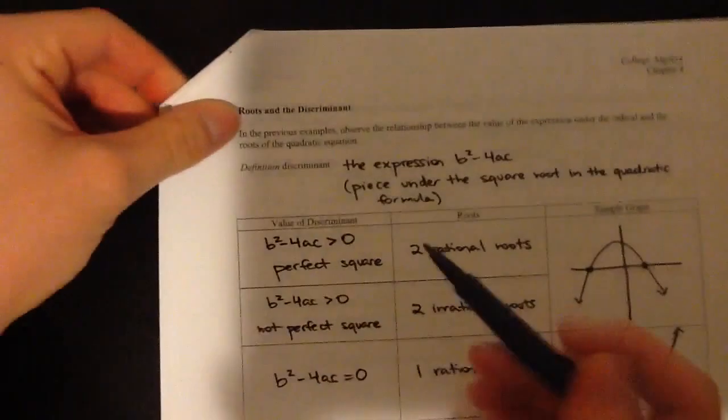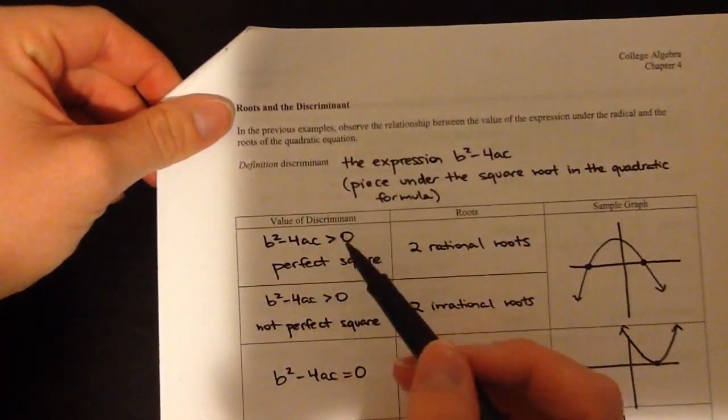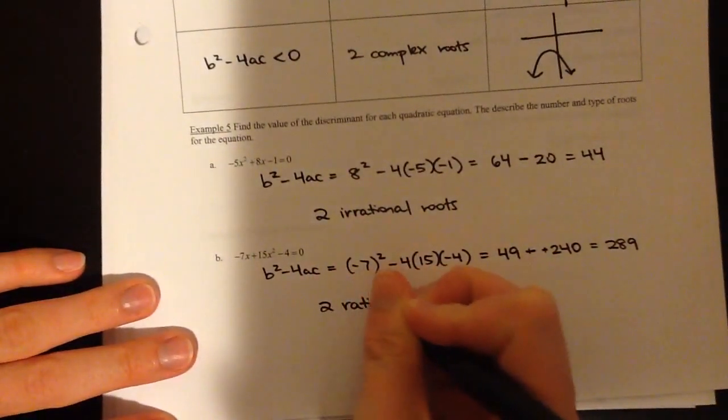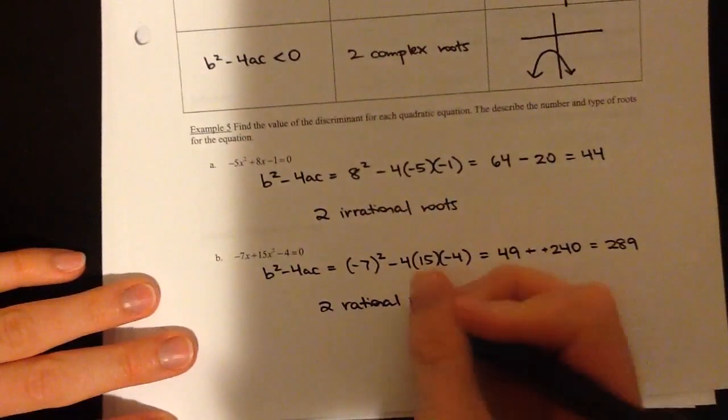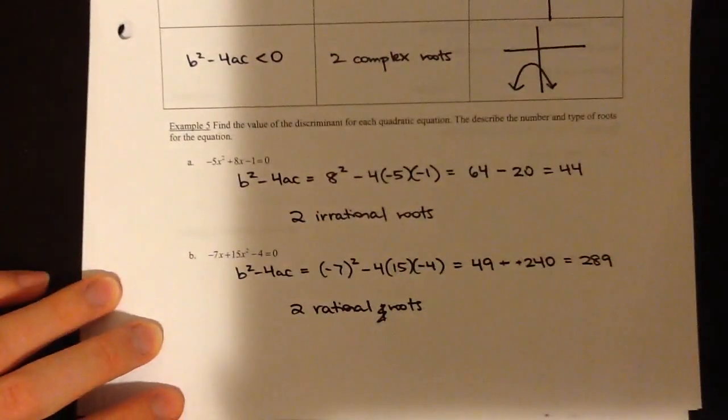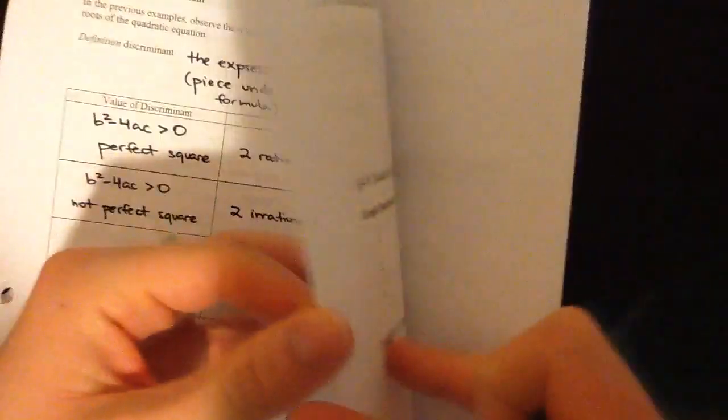So if we look back to these categories, it falls in this category. 289 is a positive number and it's a perfect square. So that means that I have 2 rational roots because the square root part will come out all nice and neat. And so that means I'm going to have nice normal numbers, nothing that's stuck under a square root and nothing that's imaginary. Okay, flip to the next page.